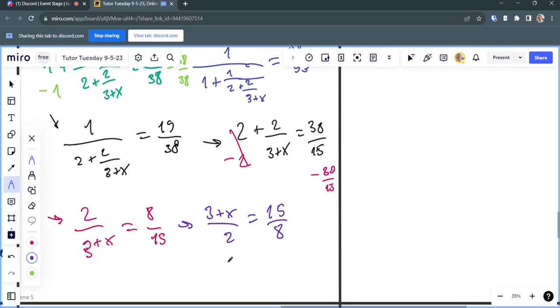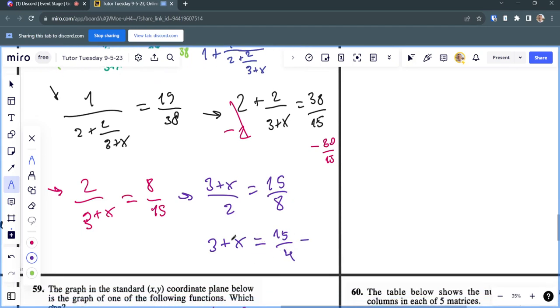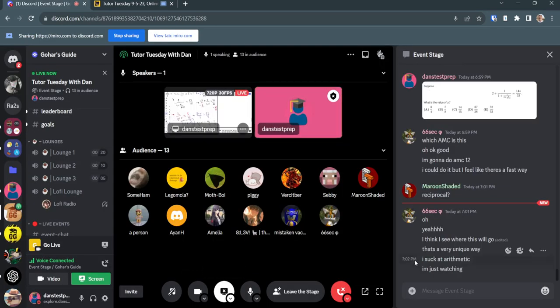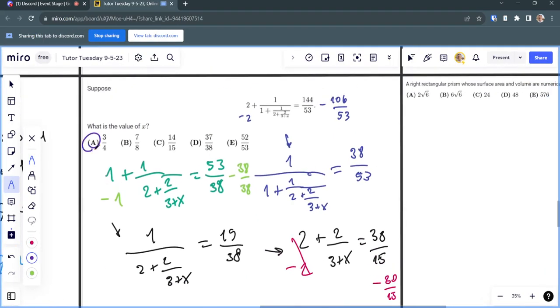Are you done yet? I know some of you guys are done because you get 3 plus x equals 15 over 4. And then subtract 3 on both sides. And we get x equals 3/4. Just watching? Yeah. 3/4. So that's going to be answer choice A.